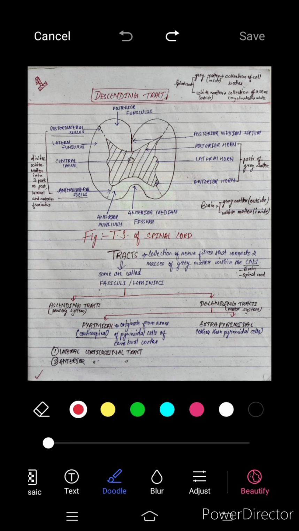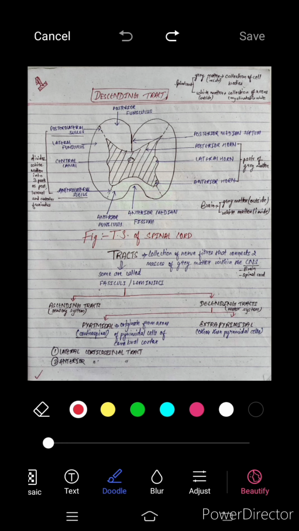So here the anterolateral sulcus and posterolateral sulcus divide the white matter into three parts, that is anterior funiculus, lateral funiculus and posterior funiculus. And the anterior horn, lateral horn and posterior horn are the parts of gray matter. At the center there is the central canal, and this one is the posterior median septum, and this is the anterior median fissure.